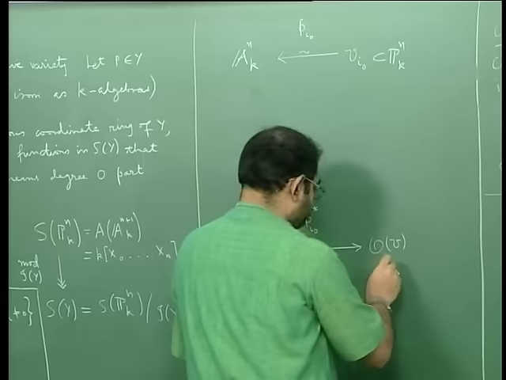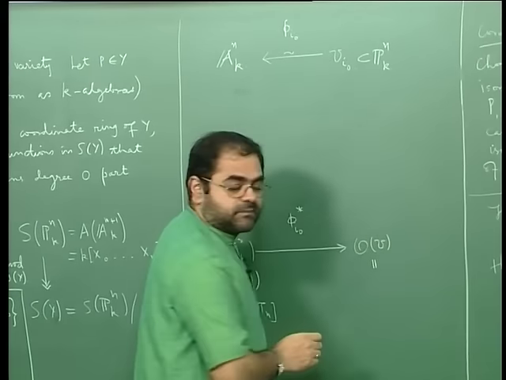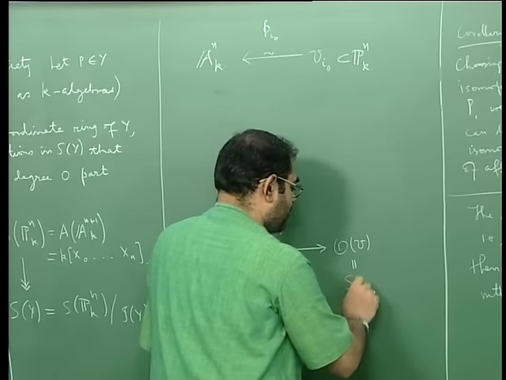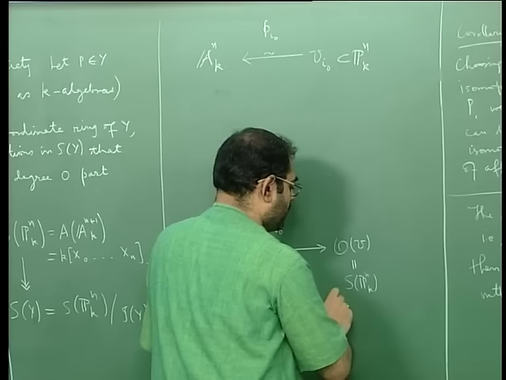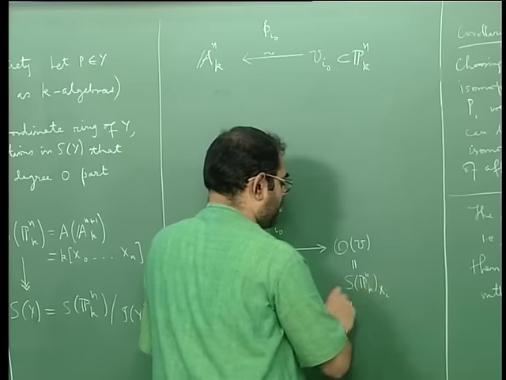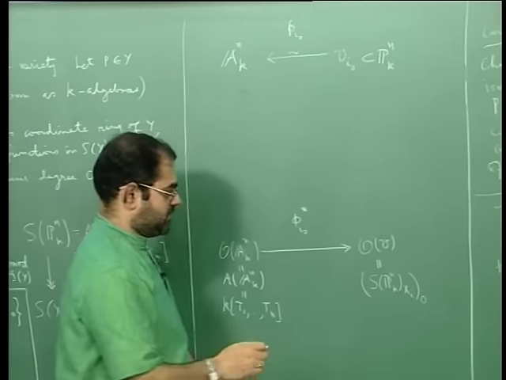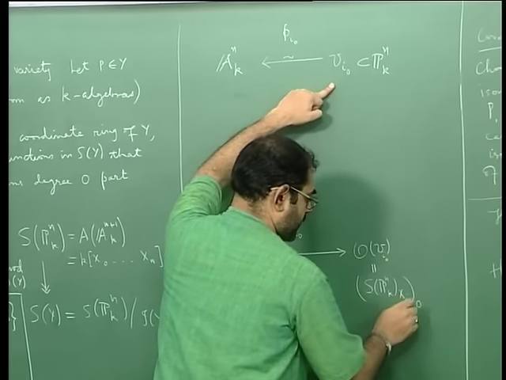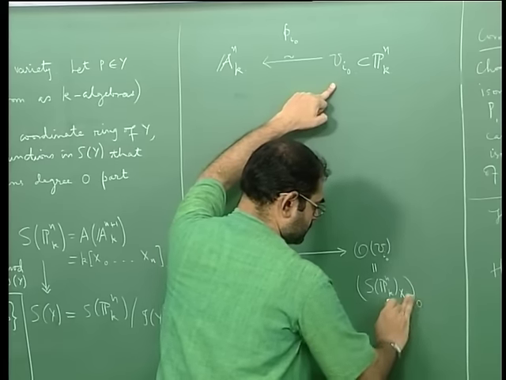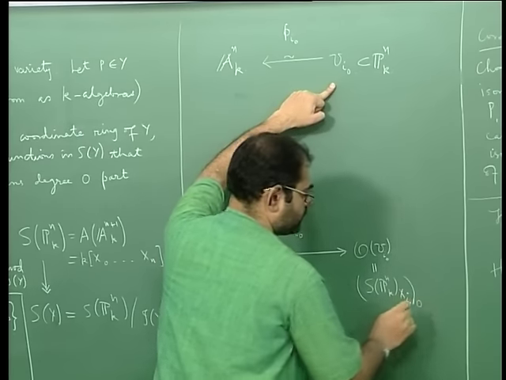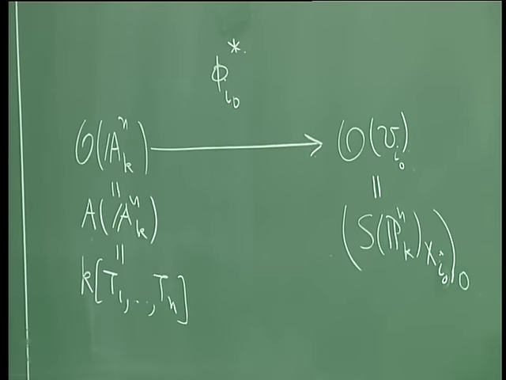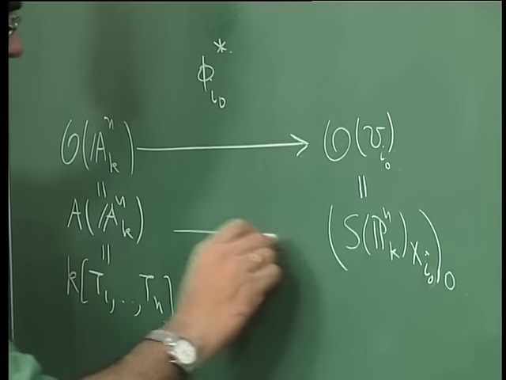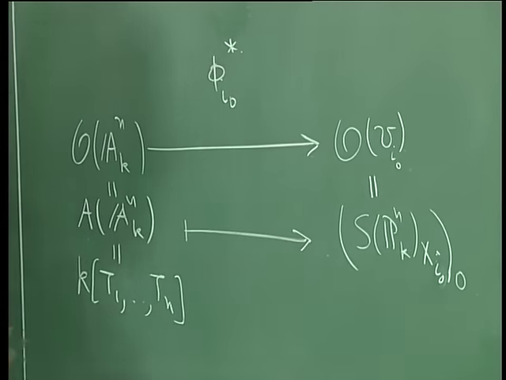And O(U), as we showed in a lecture before the last lecture, is just the coordinate ring of Pn localized at xi, and then you take the degree 0 part. So here it is i0, so here also I have to put i0. This is something that we have seen, and we also know what these maps in these two directions are.